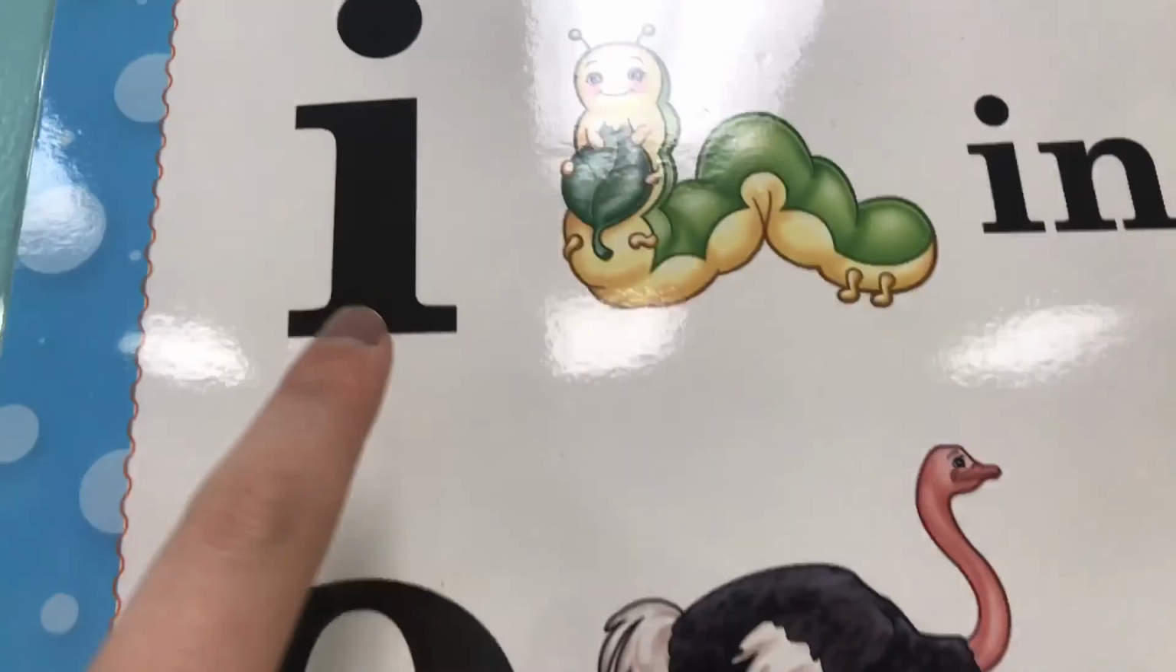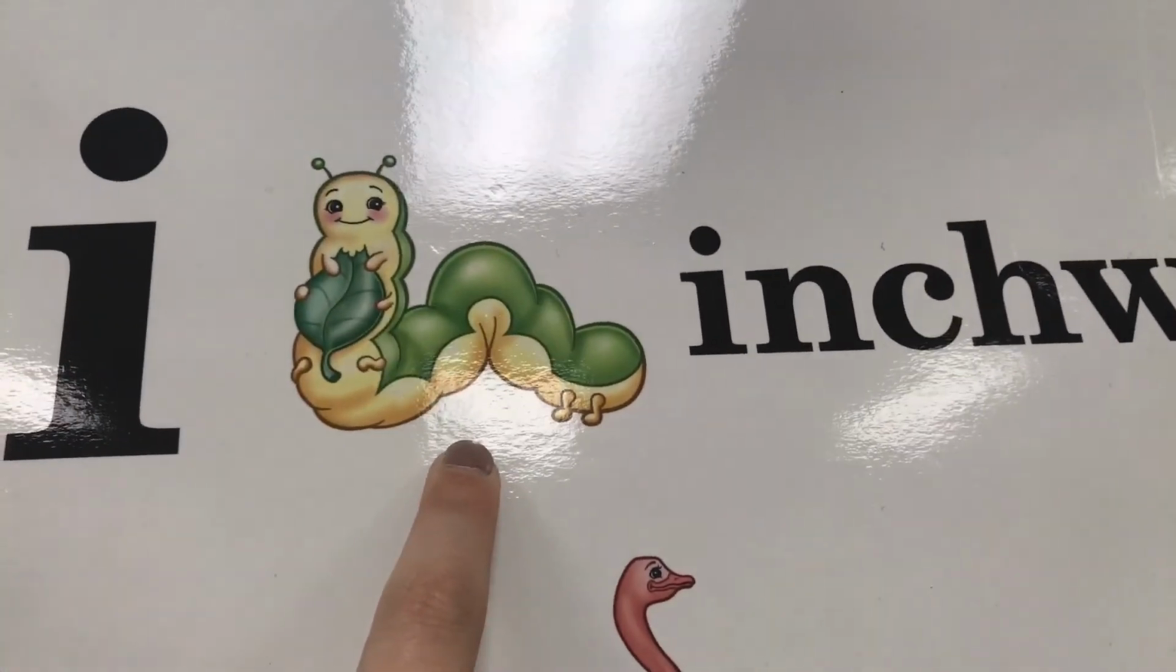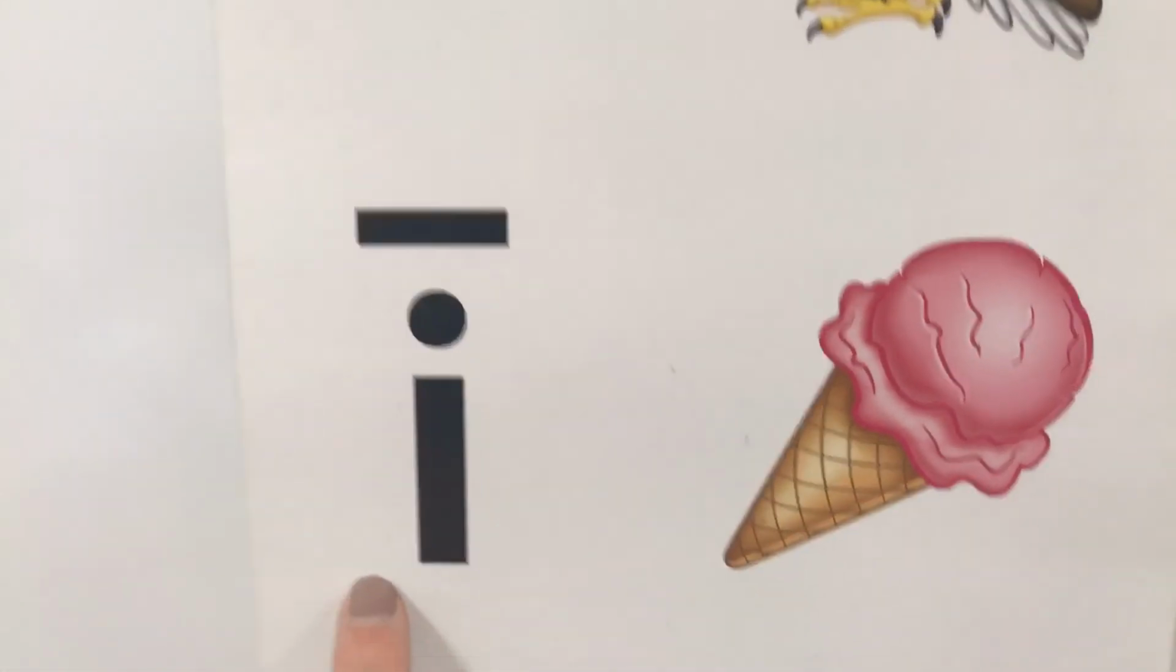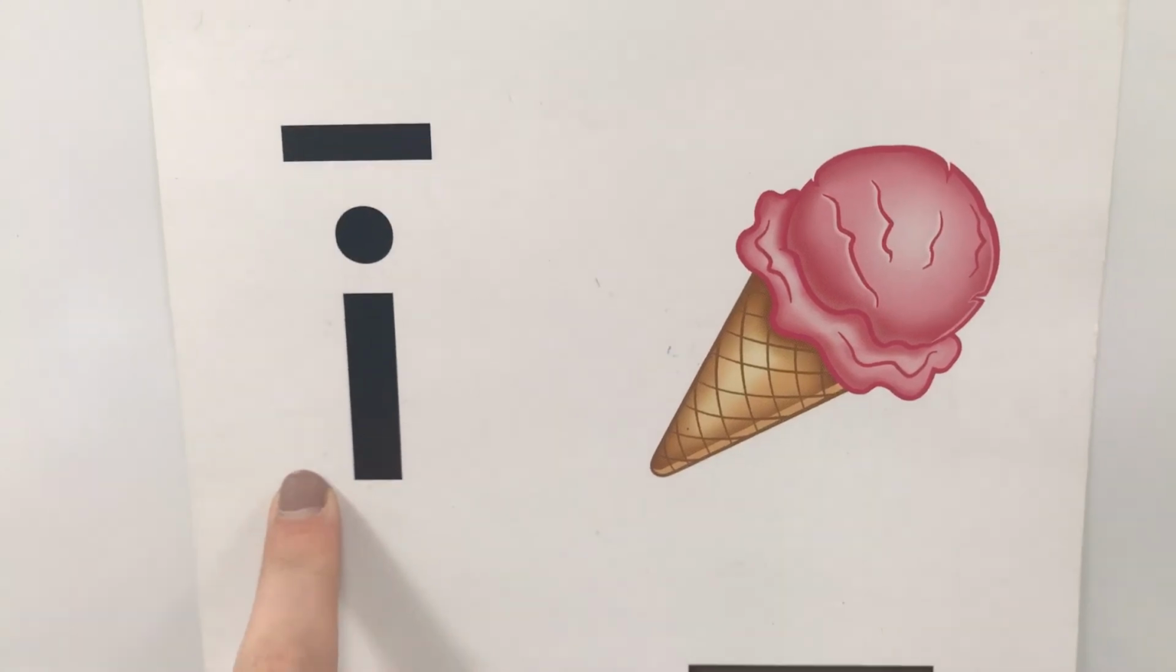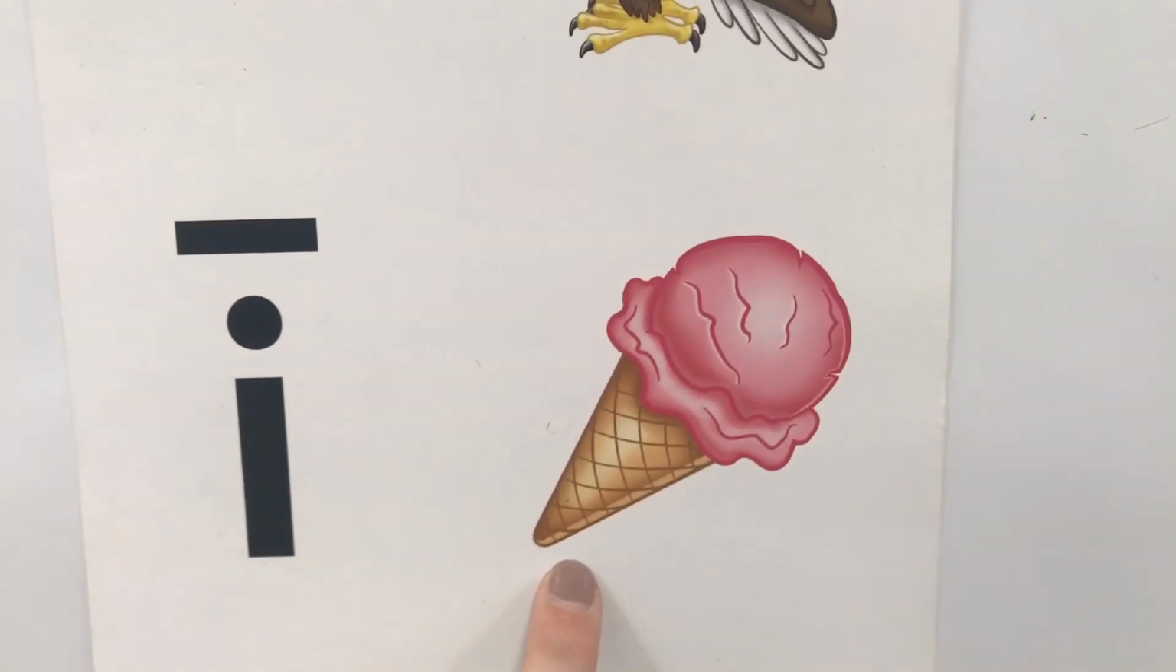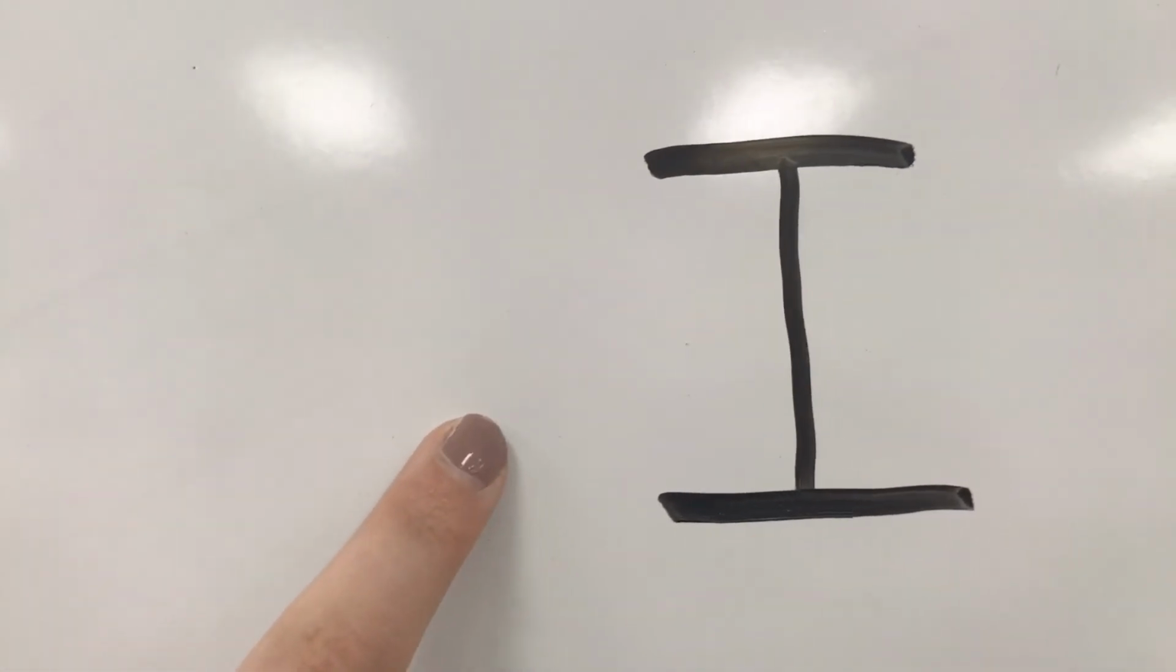Now, we know that I says its short sound, I, like inchworm, but there's another sound that we learned I can make. Yeah, the long sound for I, which is I. I says its name in the long sound, I like ice cream. And it turns out that our new sight word today with the letter I simply says that. I. So what is this sight word?